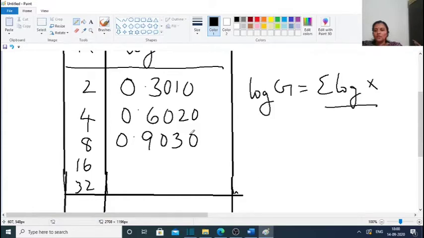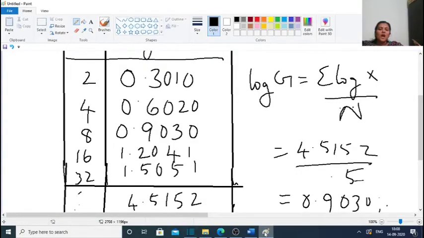Next value is log 16, which is 1.2041. Now log 32 is equal to 1.5051. Now add all the logarithmic values to get sigma log x. The formula is log G is equal to sigma log x by n, and there are 5 numbers here, so n is equal to 5. So sigma log x equal to 4.5152 divided by 5, which is equal to 0.90304.